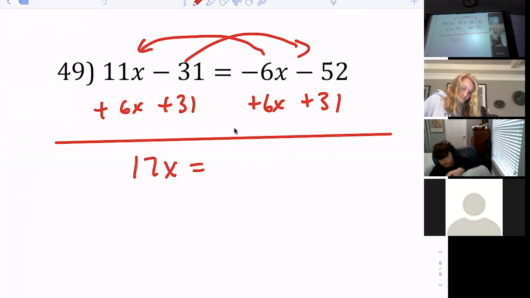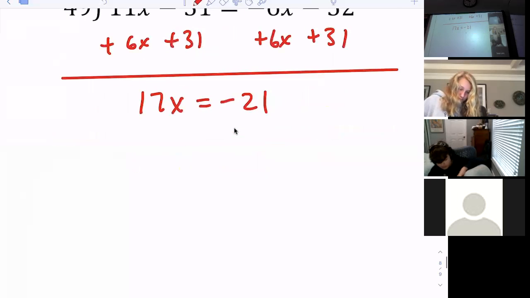17x equals, what is that? Negative 21. Beautiful. Now, dividing by 17, again, we just leave it. Negative 21 over 17. Yes. Thank you so much.